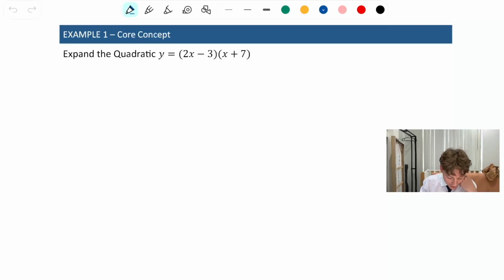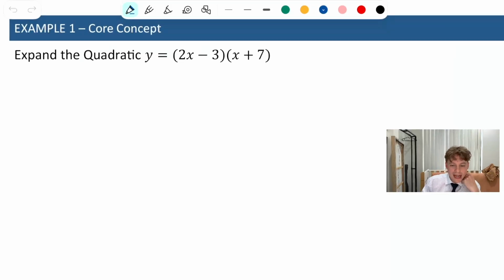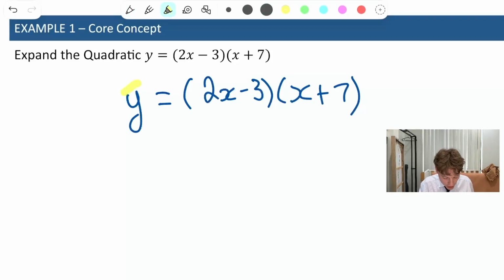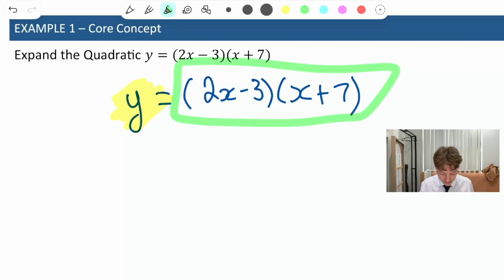So when we do quadratics, we have our two sets of brackets. I've got y is equal to 2x minus 3, and I've got x plus 7. Now, I've left the y part here. Oftentimes when these units start, we don't always include y equals. Sometimes you're just going to get a set of brackets that looks very similar to these brackets here.